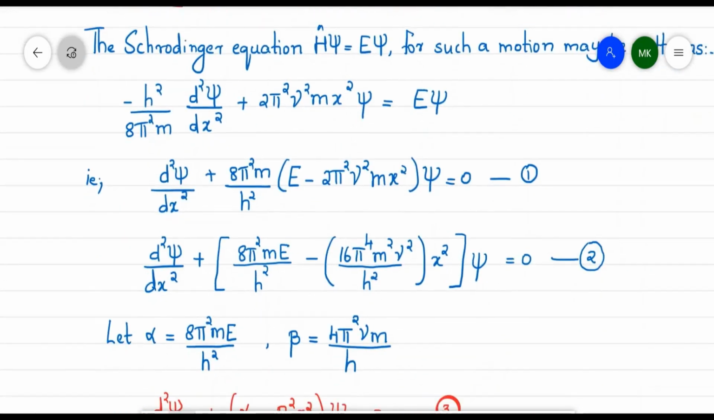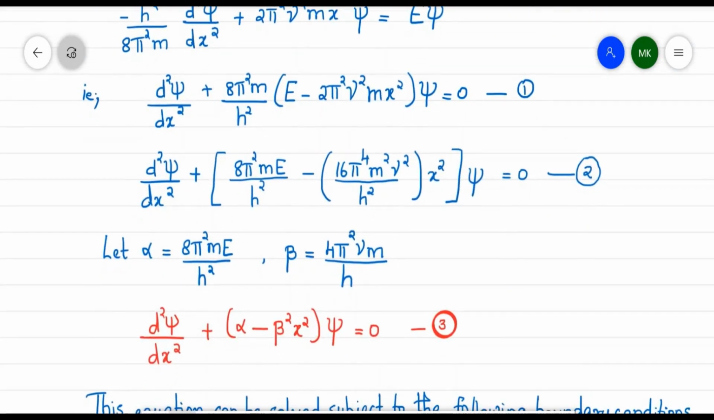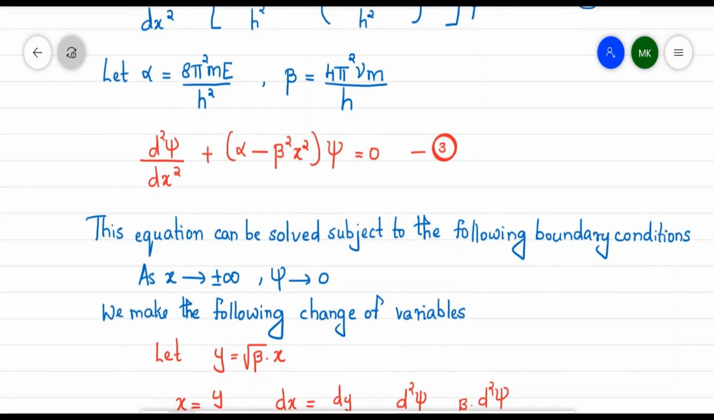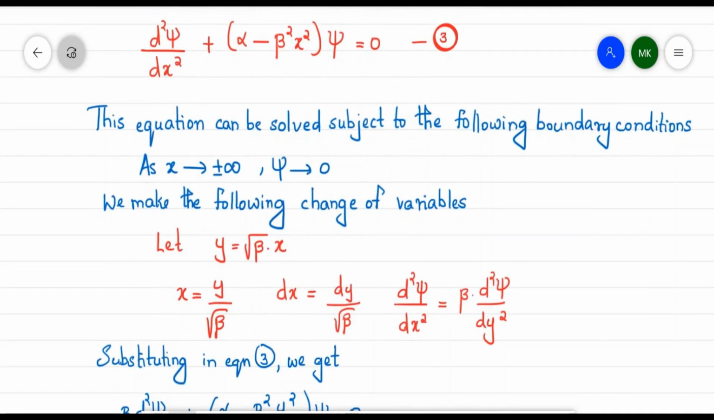We rearrange the equation and give substitution for alpha and beta. Alpha equals 8 pi square mE by h square and beta equals 4 pi square nu m by h. And then we get equation 3, that is d square xi by dx square plus alpha minus beta square x square into xi equals 0. In order to solve this equation, we apply a boundary condition, that is as x tends to plus or minus infinity, xi tends to 0.